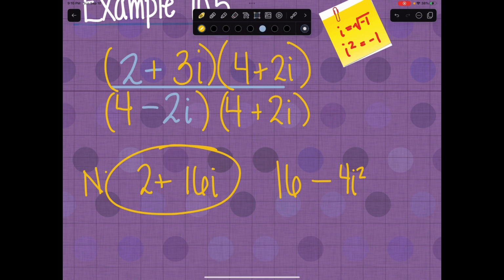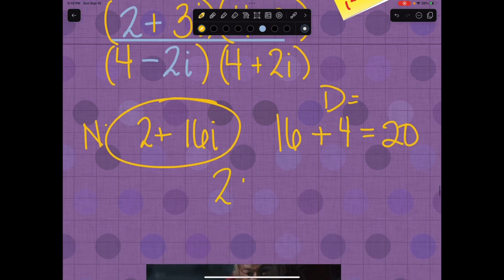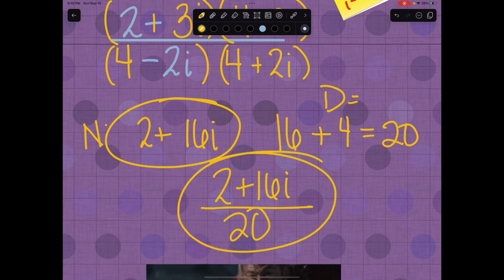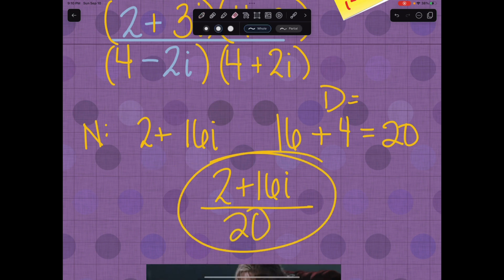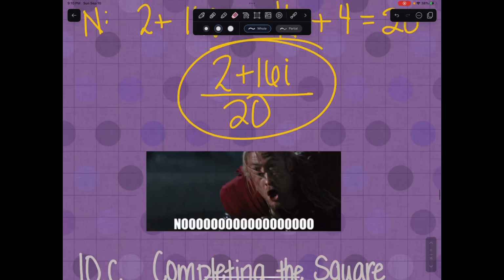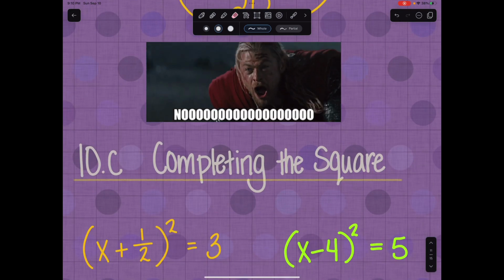I messed up somewhere. Did you catch where I messed up, Addie? So if this i squared is just negative 1, now it's going to be 16 plus 4, which is just 20. And that is the denominator here that we just did. So the numerator is 2 plus 16i. The denominator is 20. Bam! Final answer right there. Got it? Got it. All right, there's more.